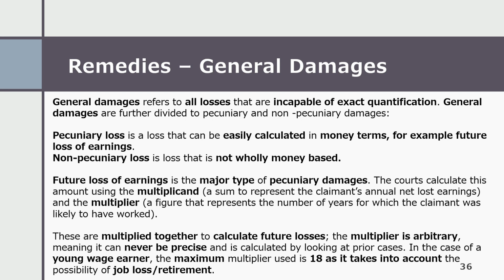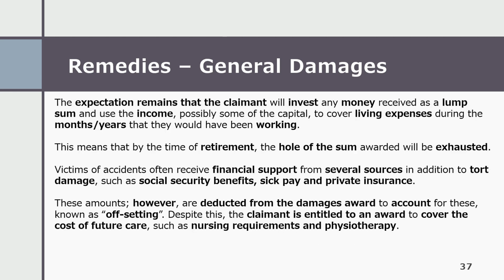The courts calculate this amount using the multiplicand, a sum to represent the claimant's annual net lost earnings, and the multiplier, a figure that represents the number of years for which the claimant was likely to have worked. They are multiplied together to calculate future losses. The multiplier is arbitrary, meaning it can never be precise, and is calculated by looking at prior cases. In the case of a young wage earner, the maximum multiplier is 18 as it takes into account the possibility of job loss or retirement. The expectation remains that the claimant will invest any money received as a lump sum and then use the income, possibly some of the capital, to cover living expenses during the months or years that they would have been working.